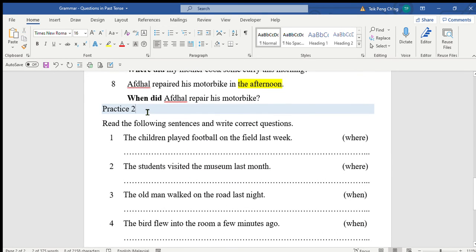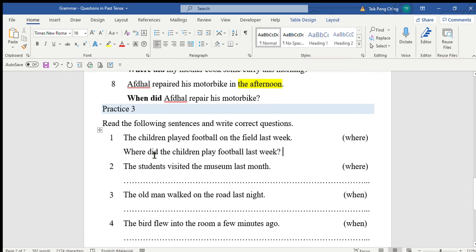Okay, practice number 3. Read the following sentences and write correct questions. The children played football on the field last week. So we have to use where. So the answer is, where did the children play football last week?